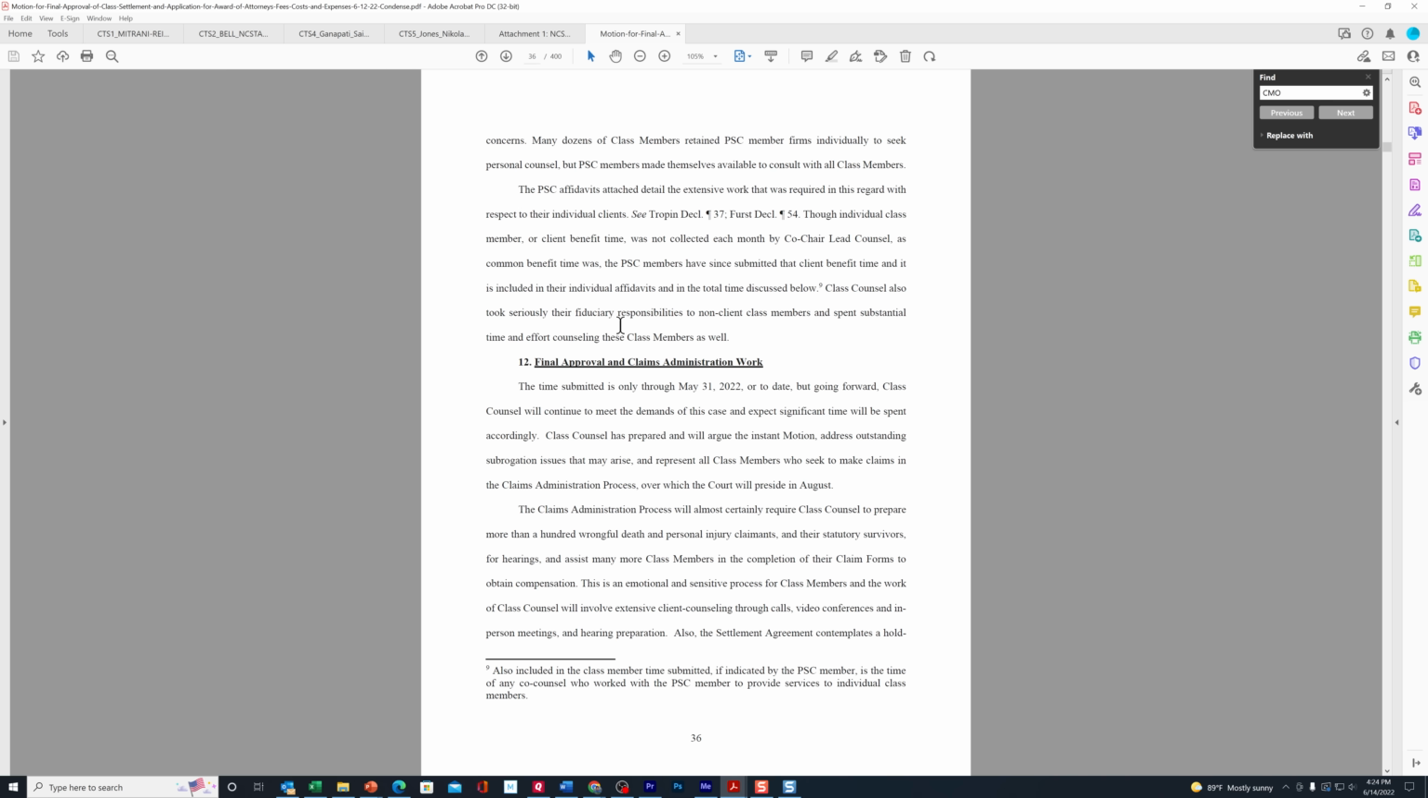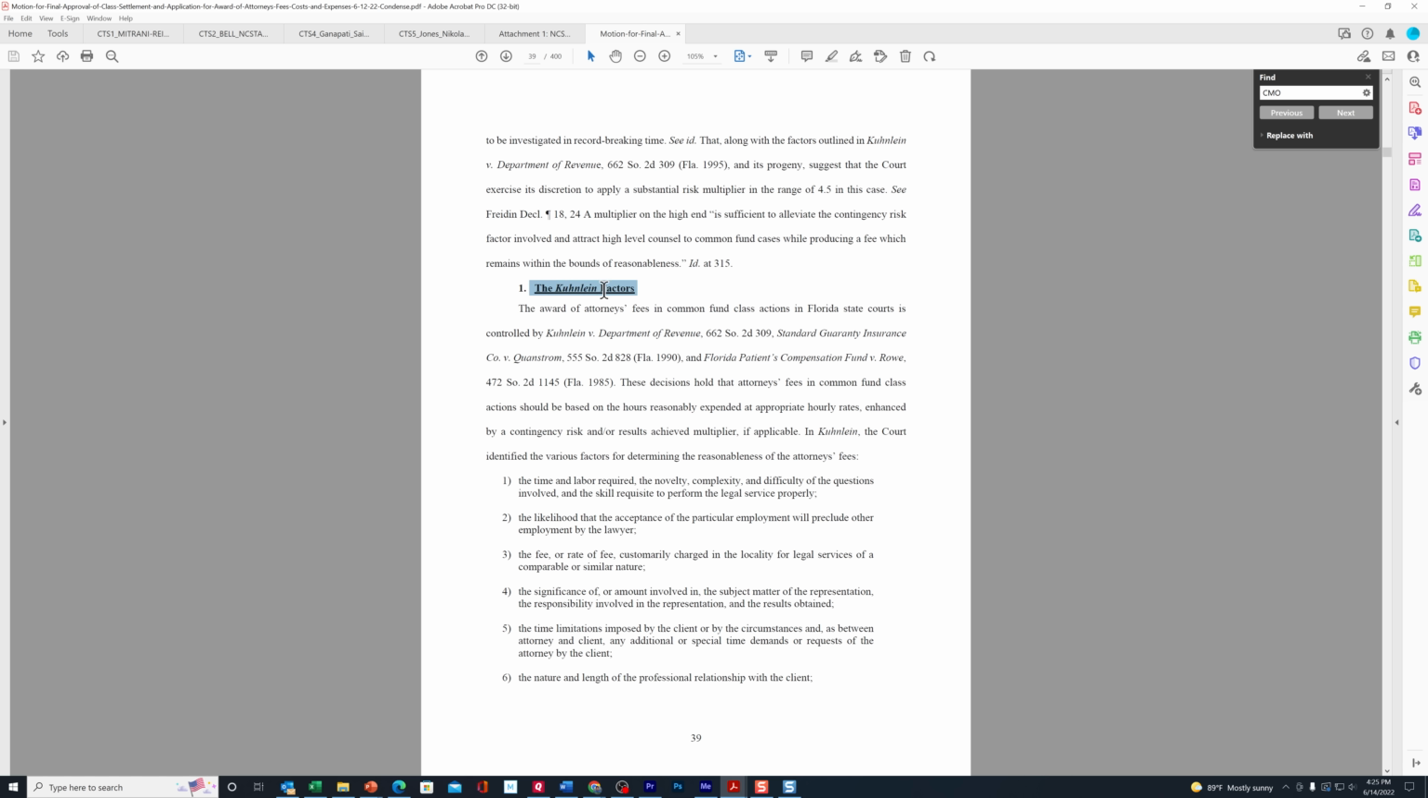Then there's all the administration work afterwards, getting the final approval. And, you know, that's a lot of work. That doesn't just happen overnight. There's a lot of hours that get put into that by a lot of pretty high-priced lawyers. And then what he's doing here, see this Kuhn line factors? That's a justification to show that the way that they're going to arrive at these numbers that they're asking for has already been precedented by numerous other similar court cases.